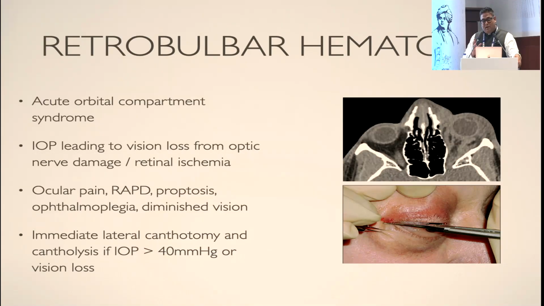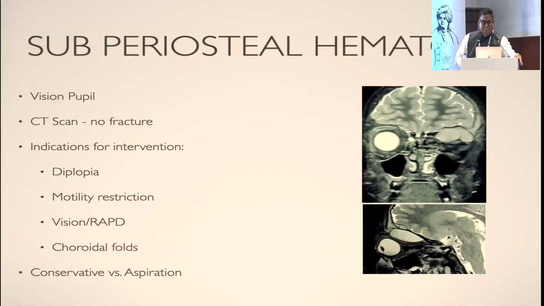From the fracture, we'll come to the soft tissue. Retrobulbar hematoma can also occur in cases of blunt trauma. In these cases, it is basically an acute orbital compartment syndrome. The blood gets accumulated there, there is no space to go, and it progressively goes on increasing. Pain, RAPD, proptosis, ophthalmoplegia and reducing vision, or IOP more than 40 mmHg, presents to you in an emergent condition. A lateral canthotomy and cantholysis are to be performed extremely urgently.